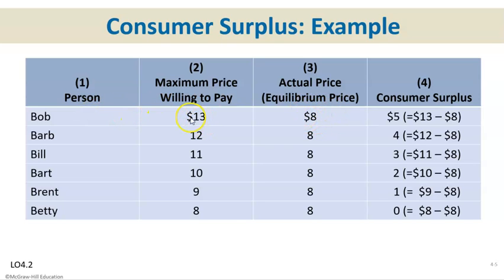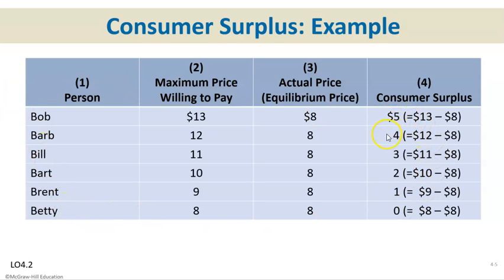So Bob here on top, he was willing to pay $13 for this product. It only cost $8, so he has a consumer surplus of $5. So notice we use that formula that I gave you on the last slide when you're just doing one person at a time. Sometimes you have a group of buyers like we do here.